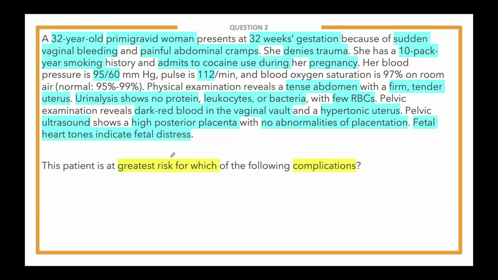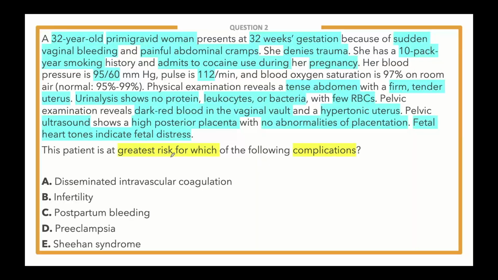So now let's go ahead and take a look at that lead-in question. They're asking us, what risk is greatest in terms of complications for this patient? So how many steps is this question? Well, I'd say one, we need to figure out a diagnosis. Two, maybe based off that diagnosis, what is the patient at risk for? So probably a two-step question. So let's go ahead and take a look at the answer choices.